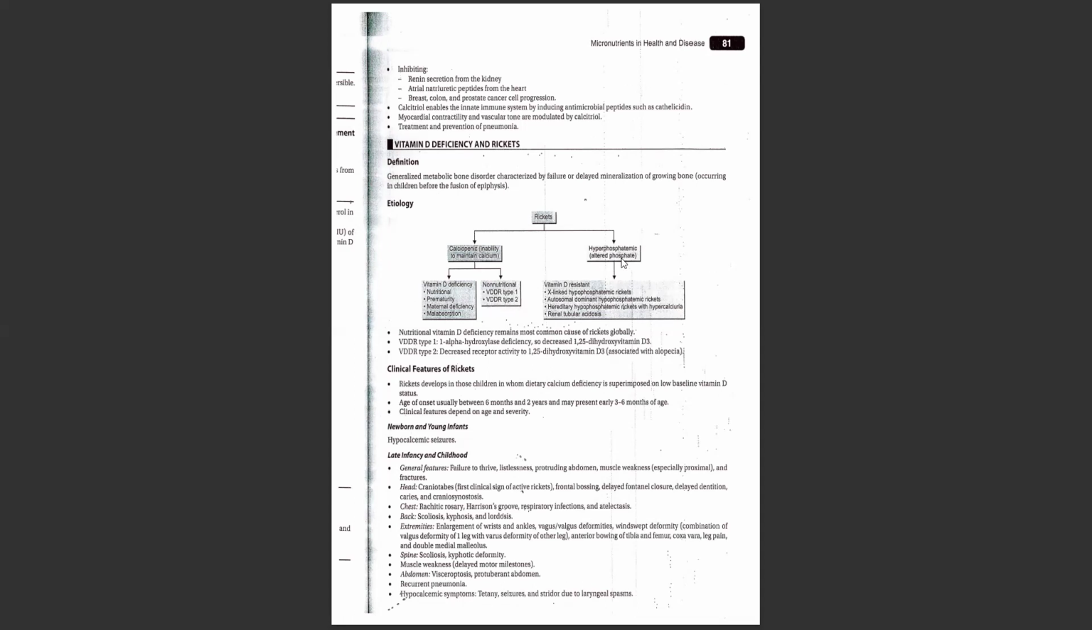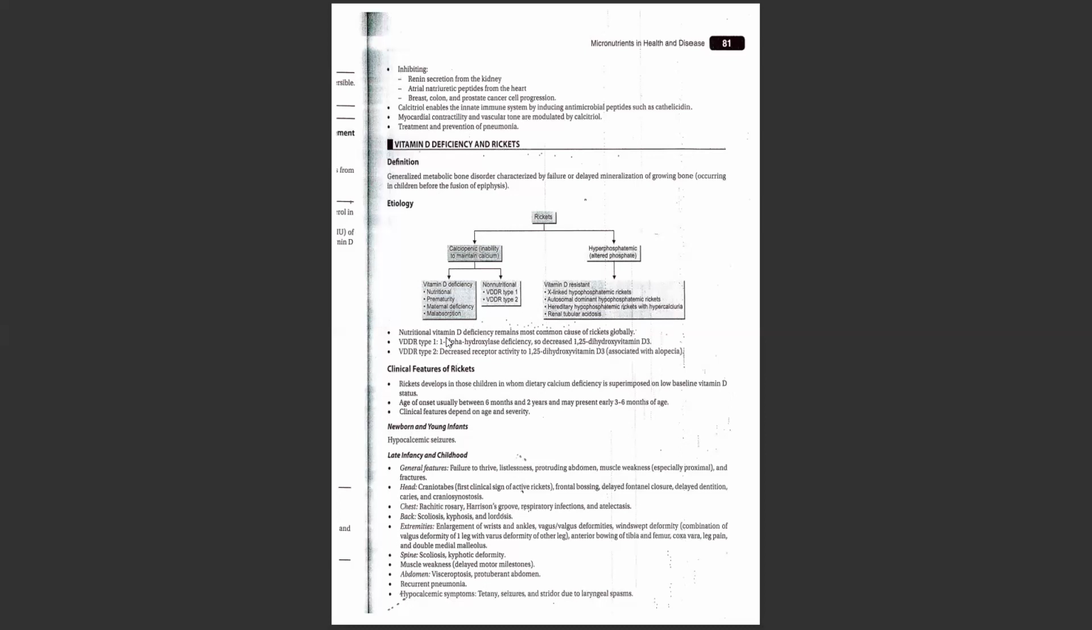Then we have the hypophosphatemic rickets. In that we have the vitamin D resistant rickets. There are different types: X-linked hypophosphatemic rickets, autosomal dominant hypophosphatemic rickets, hereditary hypophosphatemic rickets with hypercalciuria, and renal tubular acidosis. These are the causes of vitamin D resistance. Because of this altered phosphate level, we have the rickets. And because of the inability to maintain calcium, that is calcipenic rickets. So these are the etiological classification of rickets: calcipenic and hypophosphatemic. It's not hyper, it's hypophosphatemic.